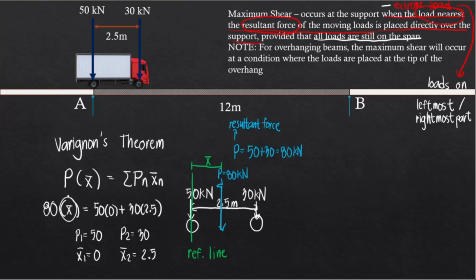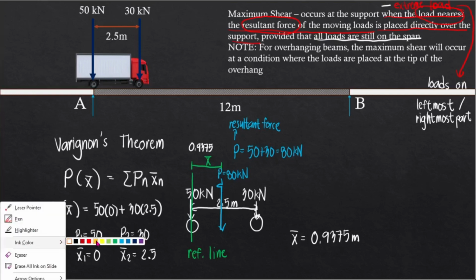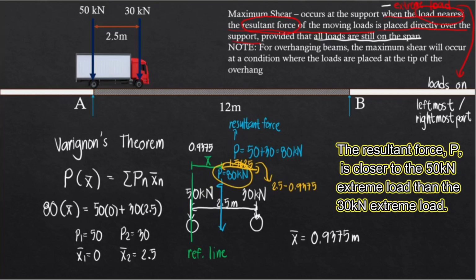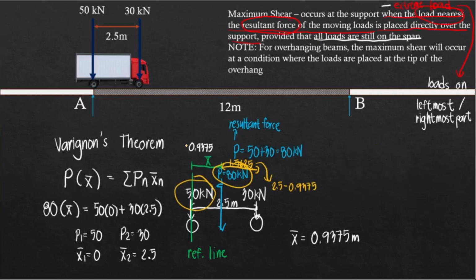And so solving barred X, we have 0.9375, and so the remaining distance will be 2.5 minus 0.9375, which gives us this distance is 1.5625. Again, this is from 2.5 minus 0.9375. Now, it's easy to notice that the resultant force is closer to the 50 kN load. Now, this is always the case if we only have 2 moving loads. But for 3 moving loads, there are gonna be changes.